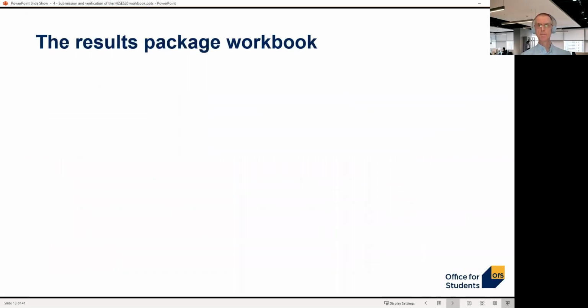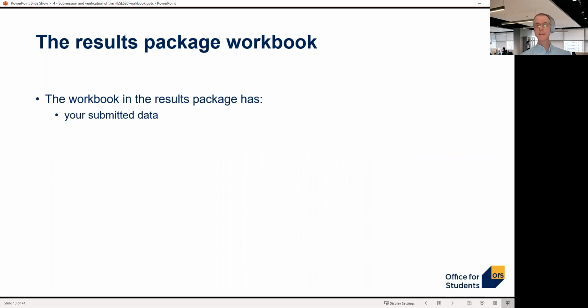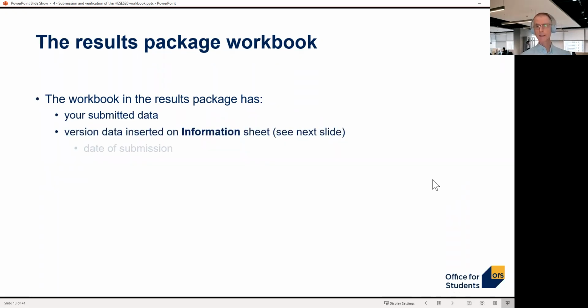Okay, we've talked about the results package, so let's look at this in a bit more detail. As I said, it's actually a zip file, and in it you will find a version of your workbook with your submitted data in it. You'll find that some information has been added on the information sheet, and we'll look at that in a moment, but basically we add a submission date and a submission number.